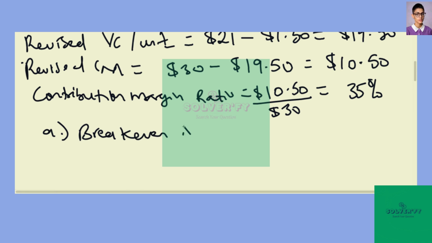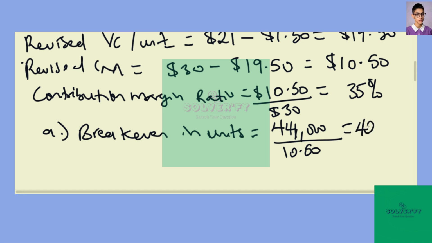the break-even in units will be equal to 441,000, which is the revised fixed cost, divided by $10.50. And this is where it came from, the revised contribution margin. And this will give you 42,000 units, because it's in units, right?